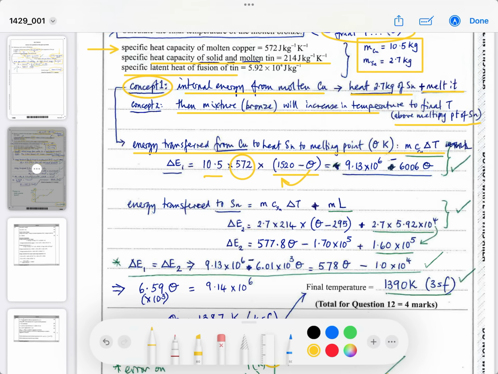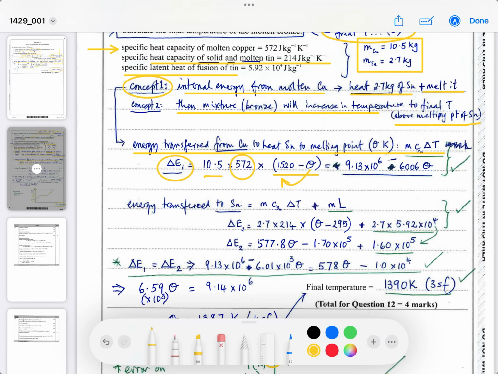It's a small difference. So energy is transferred from the hot copper, the molten copper, to heat the tin to the melting point and then heat it further, okay? And at that point, the temperature is going to drop. So it doesn't really matter. The amount of energy is going to be the same, yeah? I'm just wondering whether it should be the other way around.